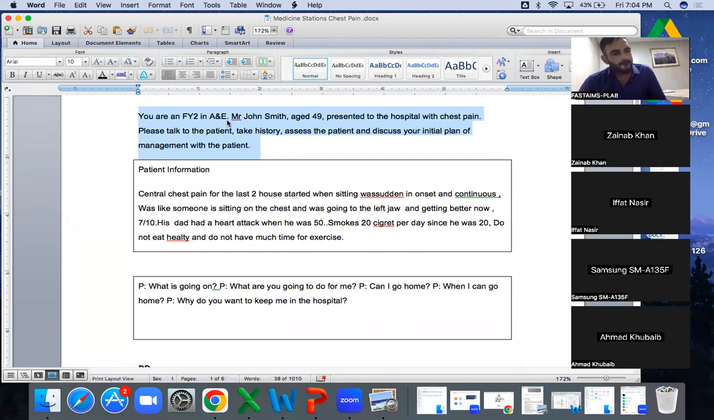And I would also like to run some. Oh, carry on. Carry on. Sorry. Carry on. I would also like to run some tests, like I would like to do your ECG right away and send some blood tests like cardiac enzymes and some baseline blood tests. ECG is normal. Sorry, what did you say? ECG is normal. Like finding is given to you.